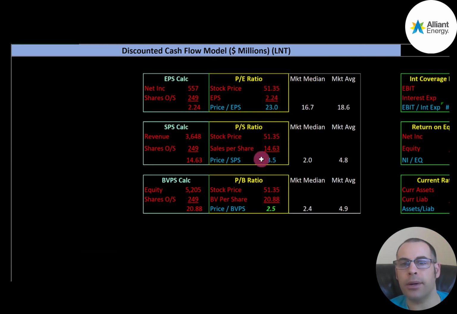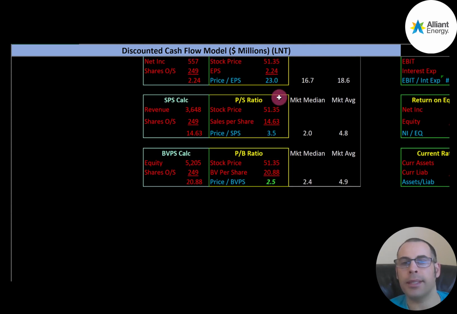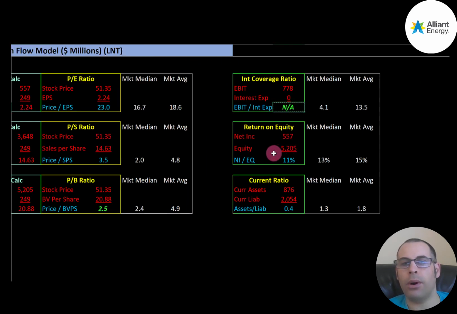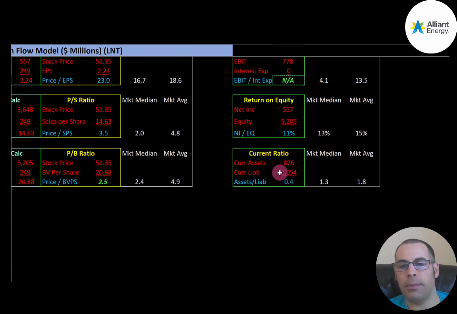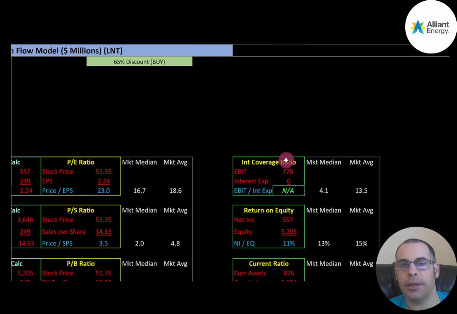Not the best price to earnings and price to sales, but a good price to book. Price to earnings is stock price over earnings per share. They're at 23. Price to sales is stock price over sales per share. They're at 3.5. Price to book is stock price over book value per share. They're at 2.5. They have a low ROE, that's net income over equity, at 11%. Current ratio is also pretty bad. That's current assets over current liabilities. They're at 0.4.